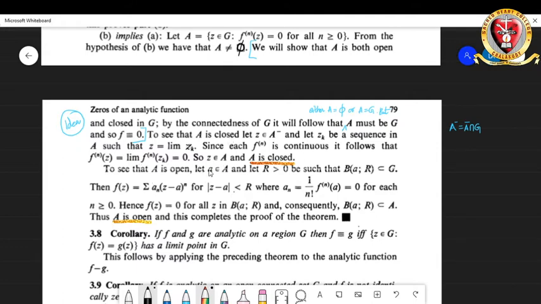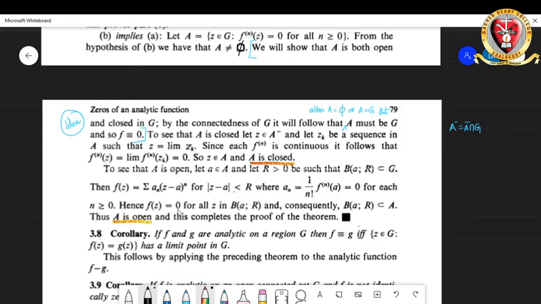Now to show that A is open, let a belong to A. Let capital R strictly greater than 0 be such that B(a, R) is completely inside G. We can define such an R because G is an open set. Now, since the function is analytic, it has a power series representation like this, for modulus of z minus a strictly less than R, and a_n is equal to 1 by n factorial into Fn of a, and this Fn of a will be 0 because this small a is coming from capital A. So this a_n is equal to 0 for each n greater than or equal to 0.